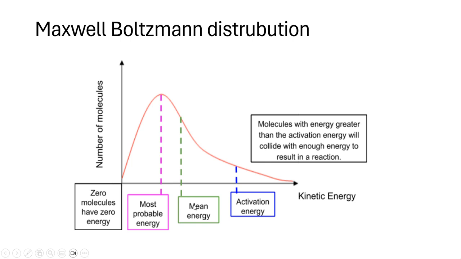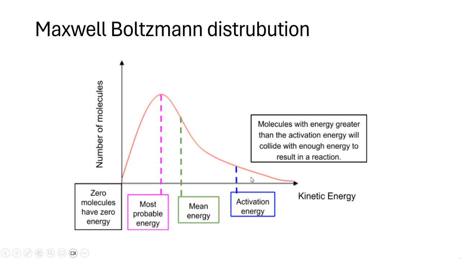The mean energy, the average energy of the molecules, is slightly after that, because the mean will be a little bit higher in terms of energy. This is roughly where the number of molecules evens out. The activation energy is near the end, wherever you put it, because not a lot of molecules actually react when they collide. It takes a lot of energy for it to react.